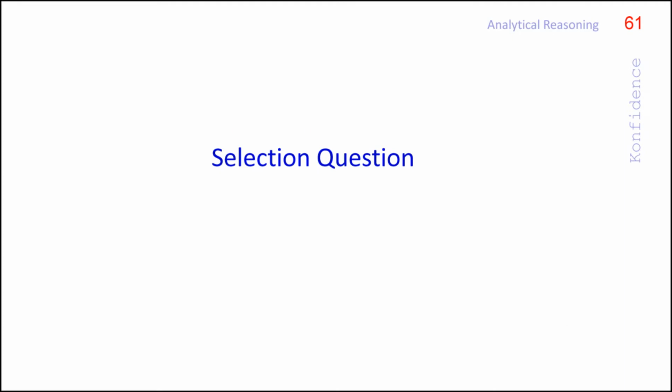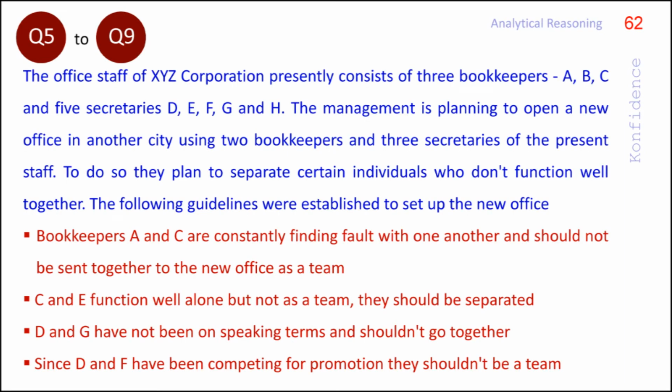Let us now look at a selection question. Refer questions Q5 to Q9. The office staff of XYZ Corporation presently consists of 3 bookkeepers, A, B, C, and 5 secretaries, D, E, F, G, and H. The management is planning to open a new office in another city using 2 bookkeepers and 3 secretaries of the present staff. To do so, they plan to separate certain individuals who don't function well together. The following guidelines were established to set up the new office.